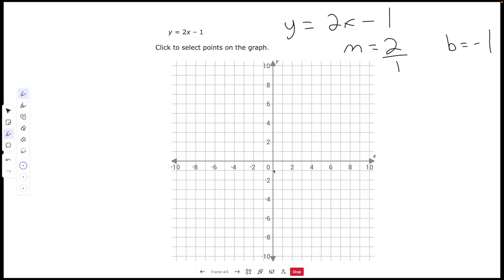So now, we're going to put our first dot at -1. And now we're going to go up 2 and to the right 1 because it's a positive slope. So 1, 2, and to the right 1. Here's our second dot. Connect them. And that is all you have to do for this type of problem.